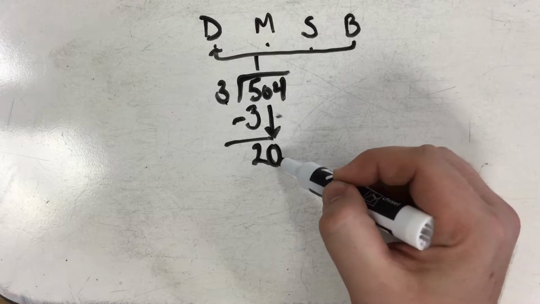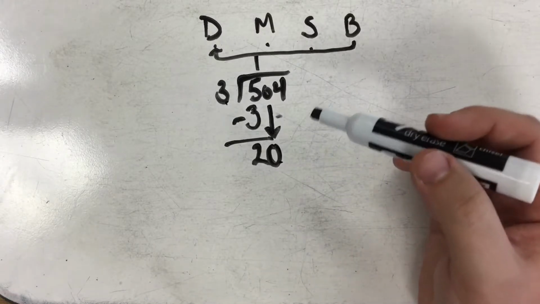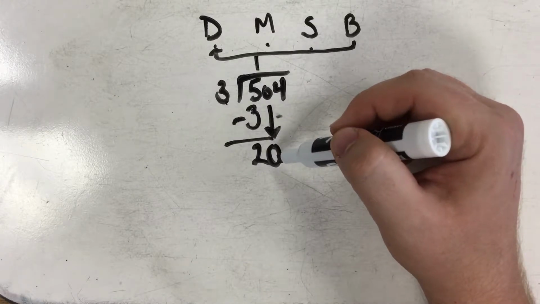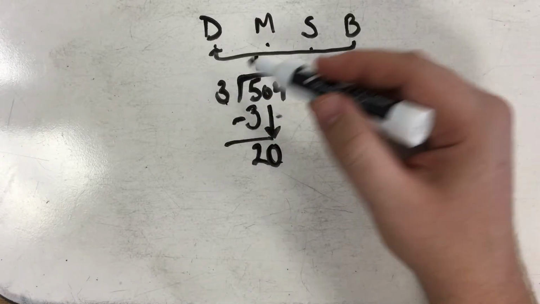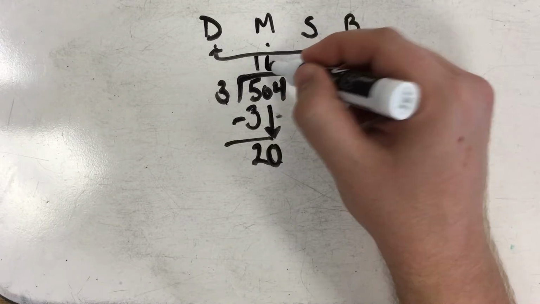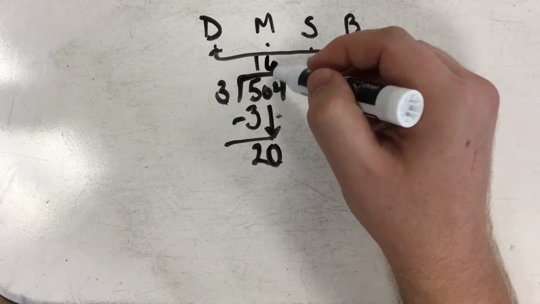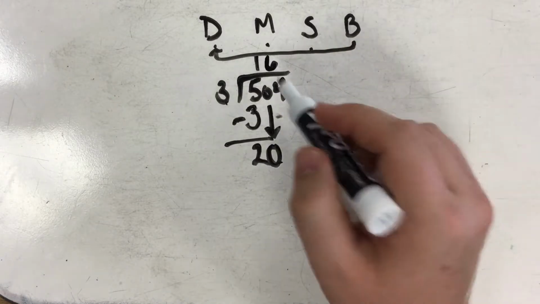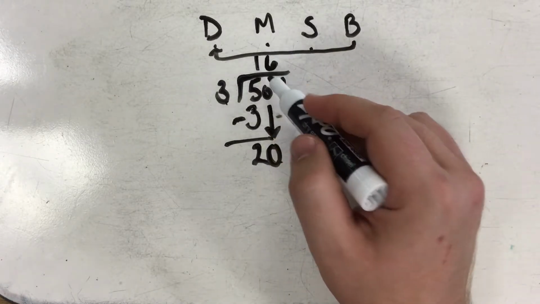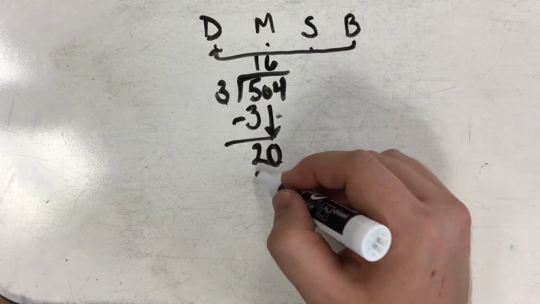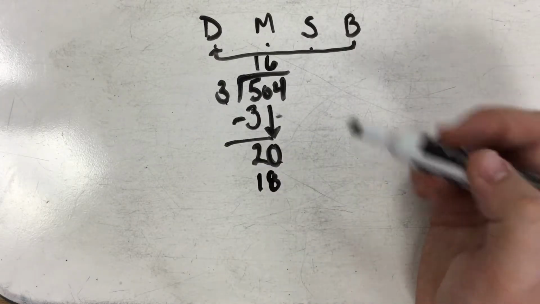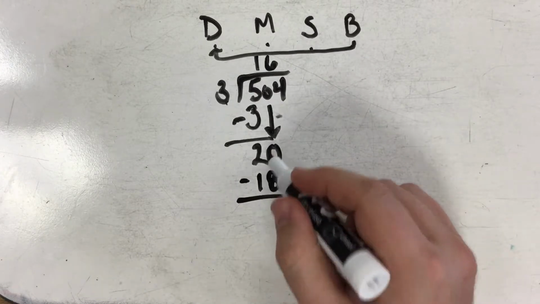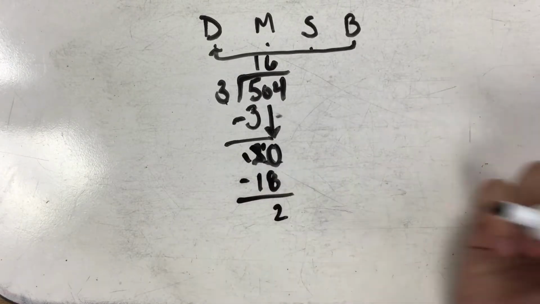3 divides 20 how many times? Well, I know that 3 times 7 is 21. That's too many. So I'm going to do 3 times 6. Again, that 6 goes directly above the digit that we had just brought down. Now I need to multiply. 6 times 3 is 18. And then I need to subtract. 20 minus 18 is 2.